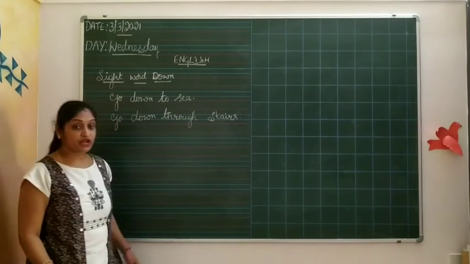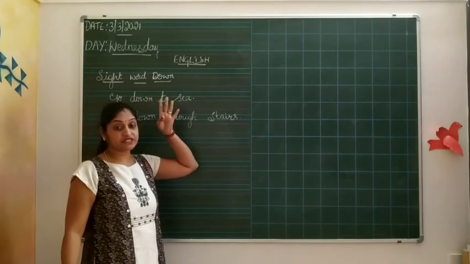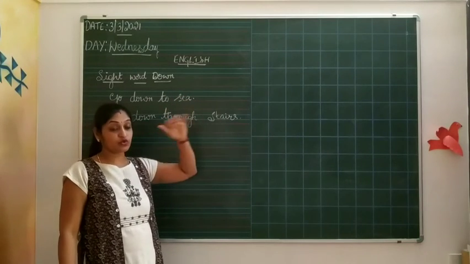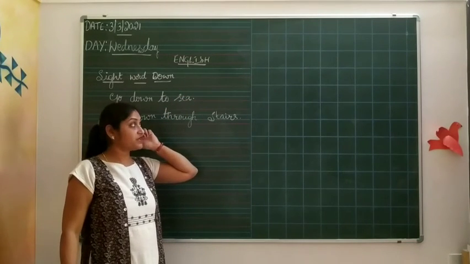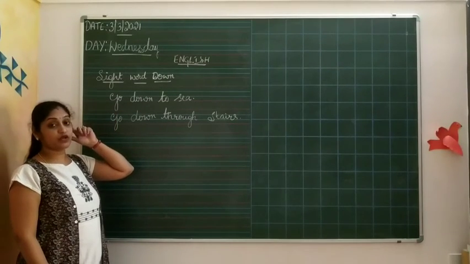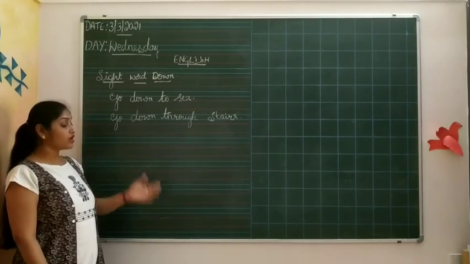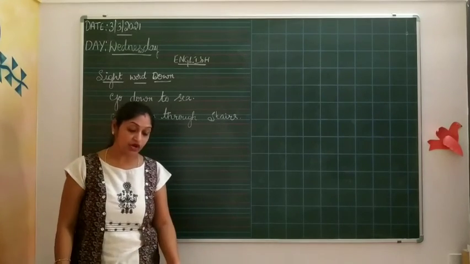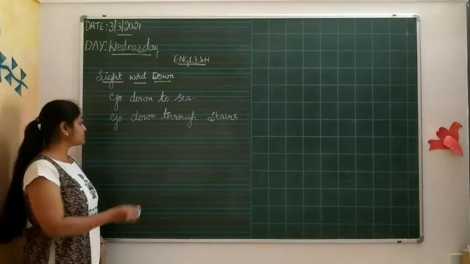If you climb to the fourth or fifth building floor or the roof, if you want to go down, how do you go? You will go down by stairs. So go down through stairs. If you want to go down, you have to go down through stairs.